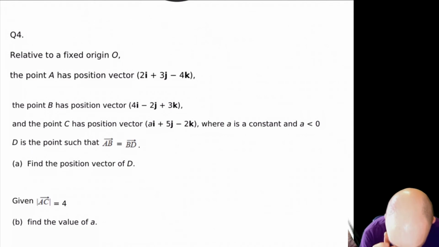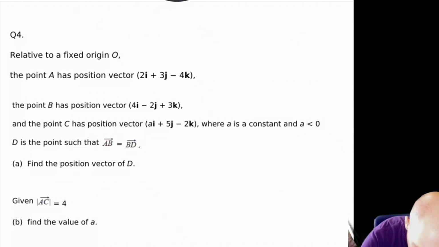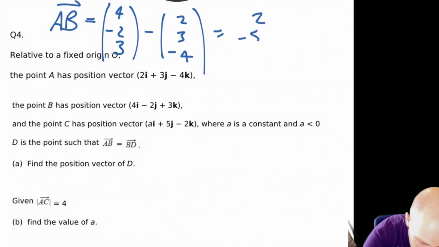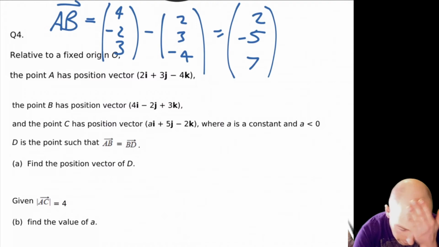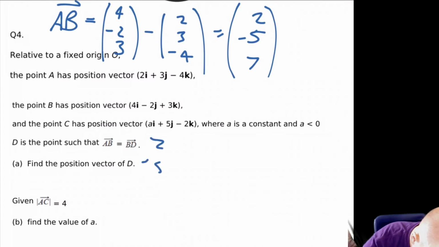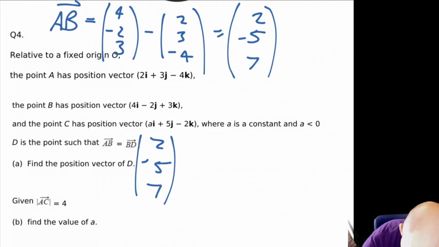All right, so AB equals BD, so we need to find D. If you find AB first, AB is B minus A. That's 4 minus 2, which is 2, and then 3 minus 4, so 2 minus 5, 7. That's AB. Now that equals BD, and BD will be D take B. So 2 minus 5, 7 equals D take B.